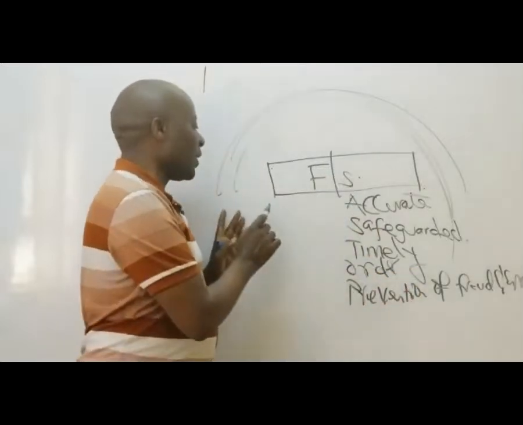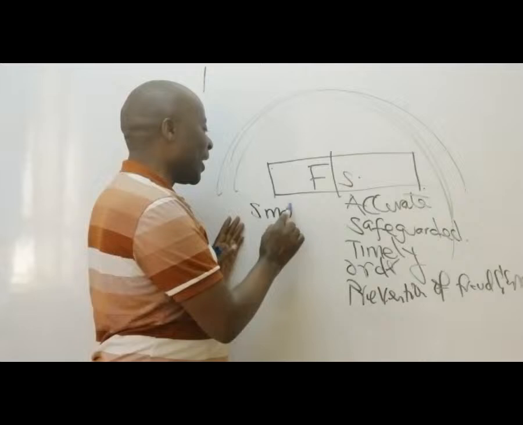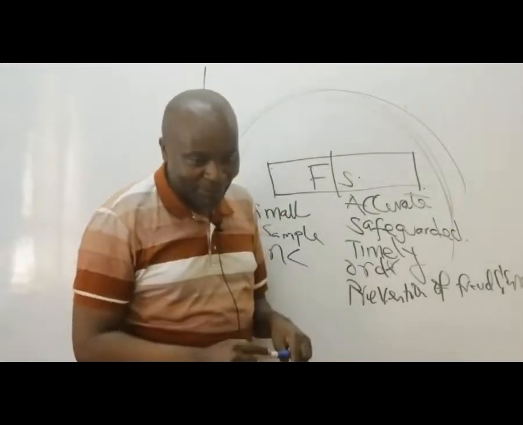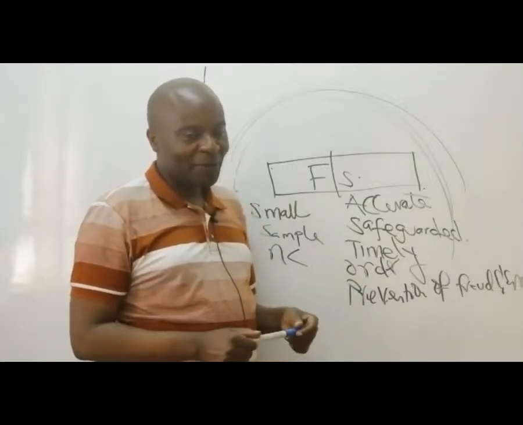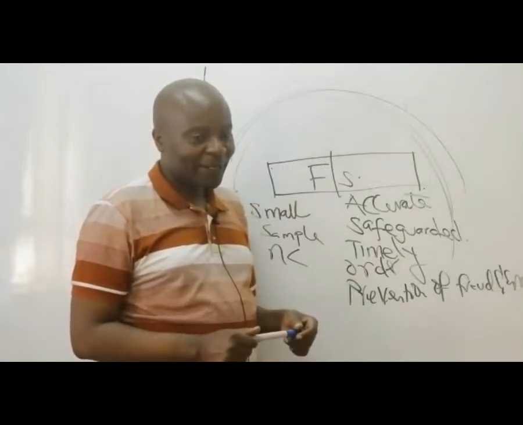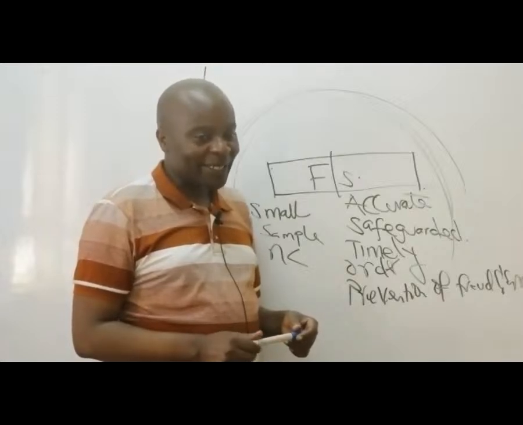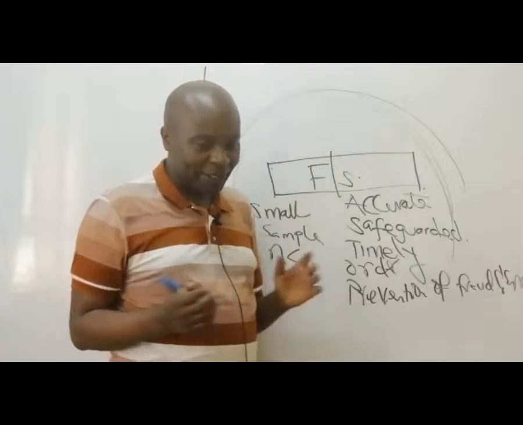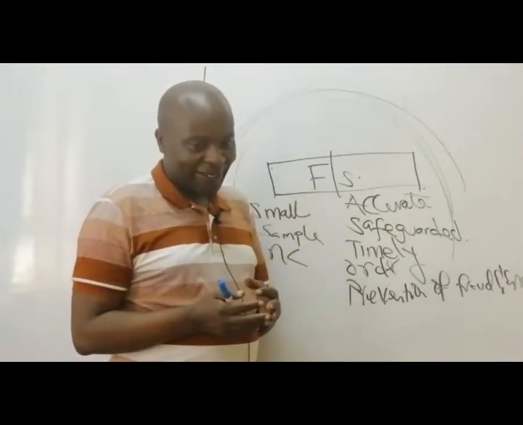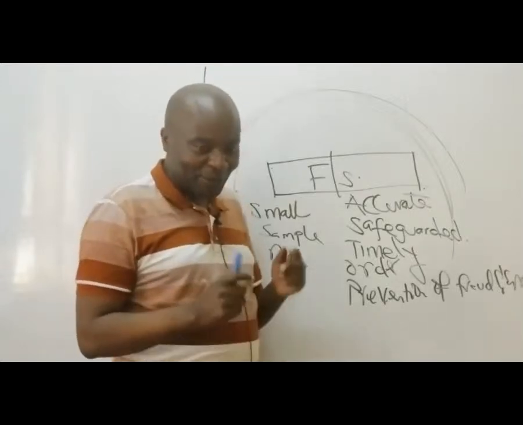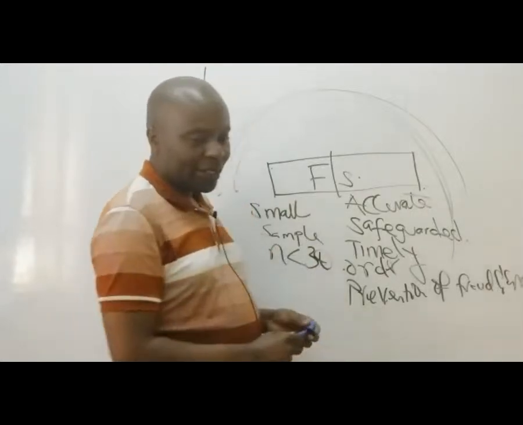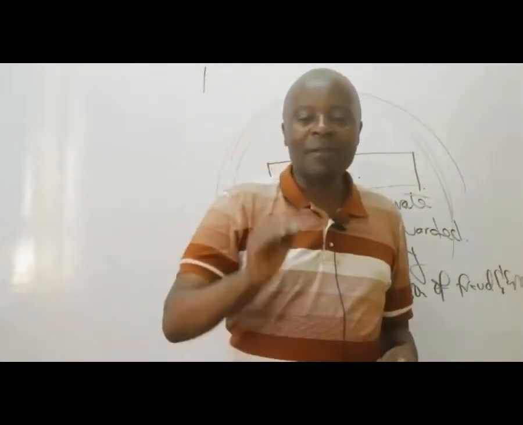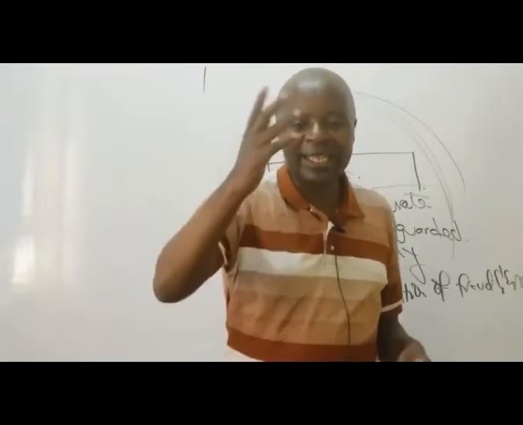So if internal control systems are working, then in terms of sampling, I'll be going for a small sample. Small sample means N is less than what? If controls are working, I'll be working with small samples. I don't have to audit everything, right? Small sample means N is less than 30. I can even decide to just pick 10 vouchers and audit those ones alone. Why? Because the internal control systems are working.